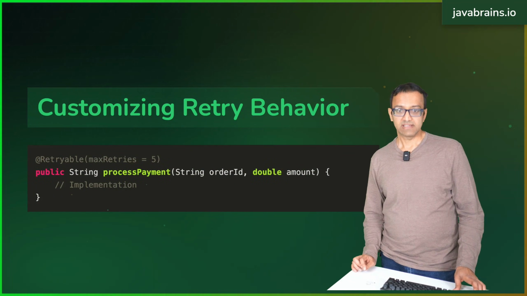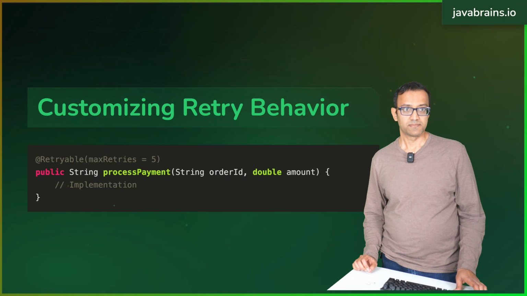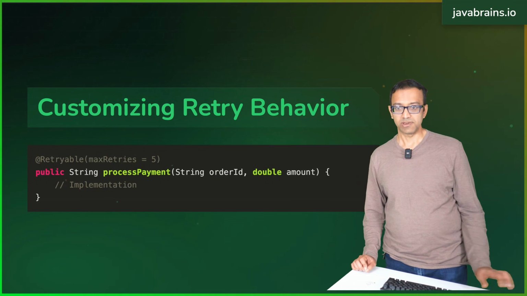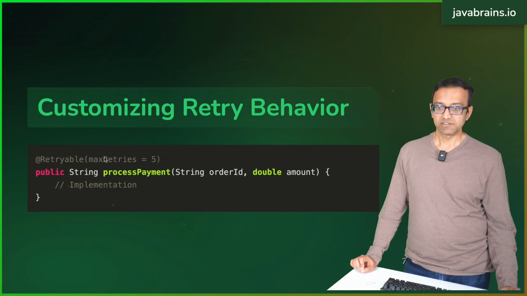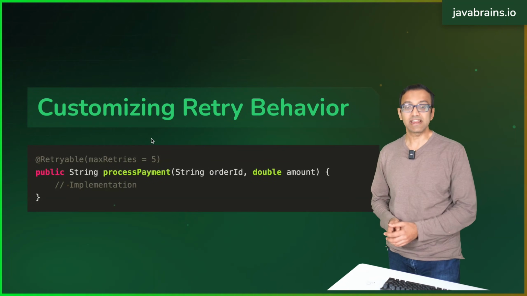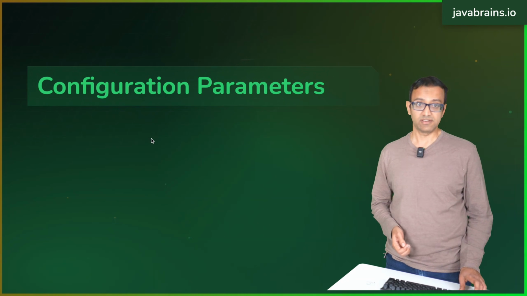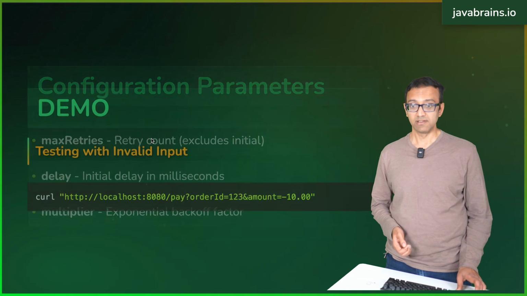You can customize this behavior though. You can put values, attributes to this retriable annotation. You see here there is a max retries. I can change it to retry 5 times or retry 10 times. There are a whole lot of properties that you can use to configure. And we'll go through those properties now.